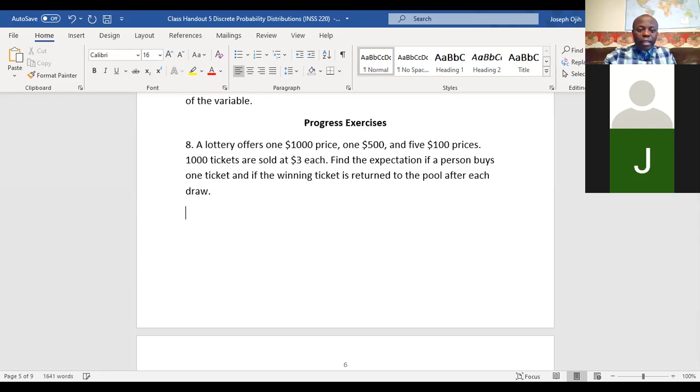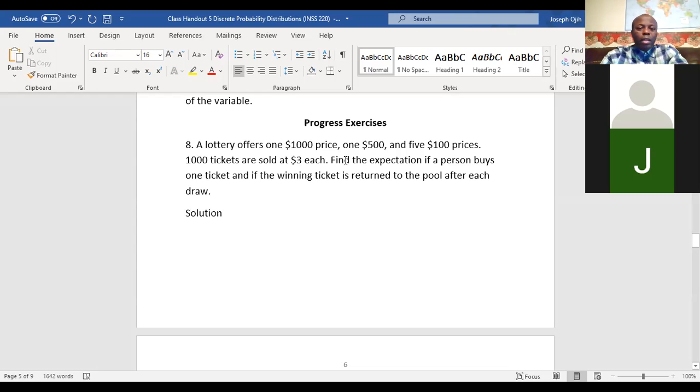Let me show you how we can apply this in real life. Say a lottery offers one $1,000 prize, one $500 prize, and five $100 prizes. 1,000 tickets are sold at $3 each. Find the expectation if a person buys one ticket, and if the winning ticket is returned to the pool after each draw.